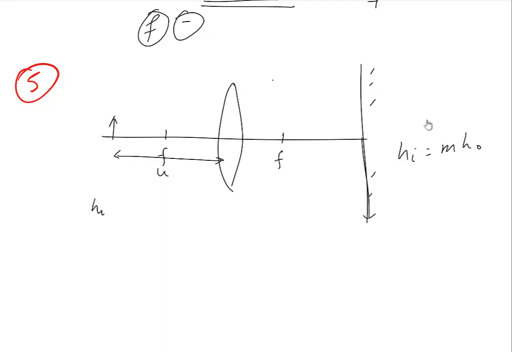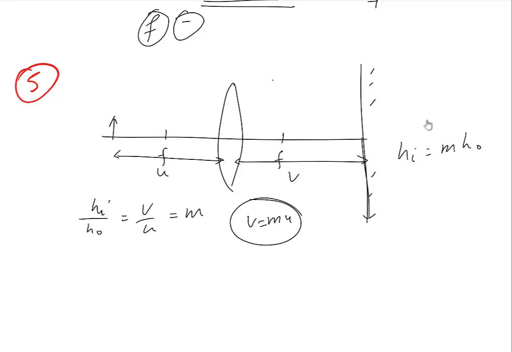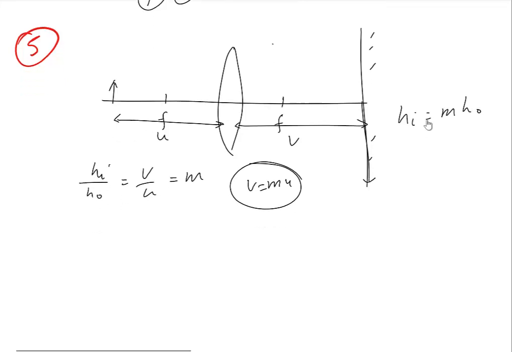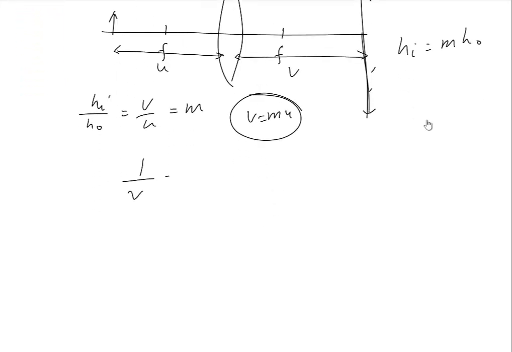Now you know that hi by ho is also equal to v over u. So this v is also equal to m times u. So v equals m into u. Now let's apply lens formula. 1 over v equals 1 over f plus 1 over u.